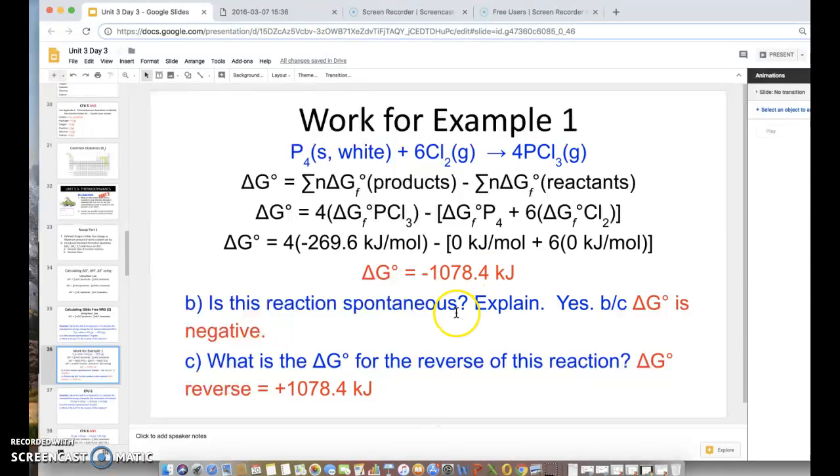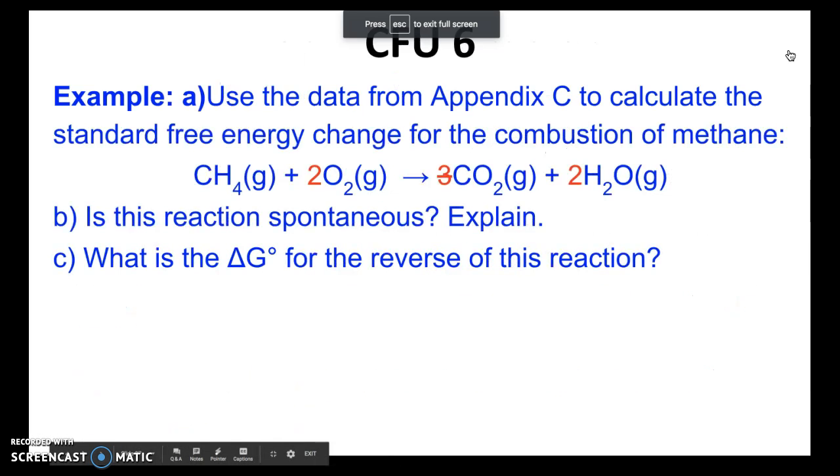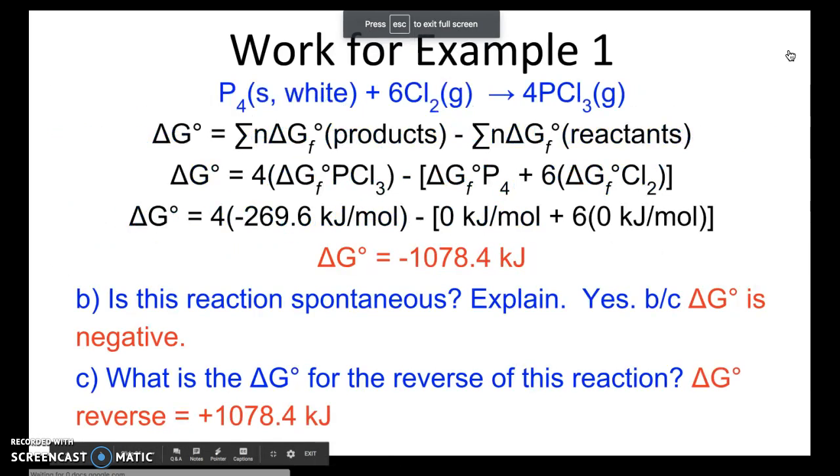The next question is, is this spontaneous? The answer is yes, because delta G is negative. And finally, what is the delta G for the reverse reaction? For the reverse reaction, you just flip the sign. So it's going to be positive 1078.4 kilojoules. So that's the stuff that we did there.